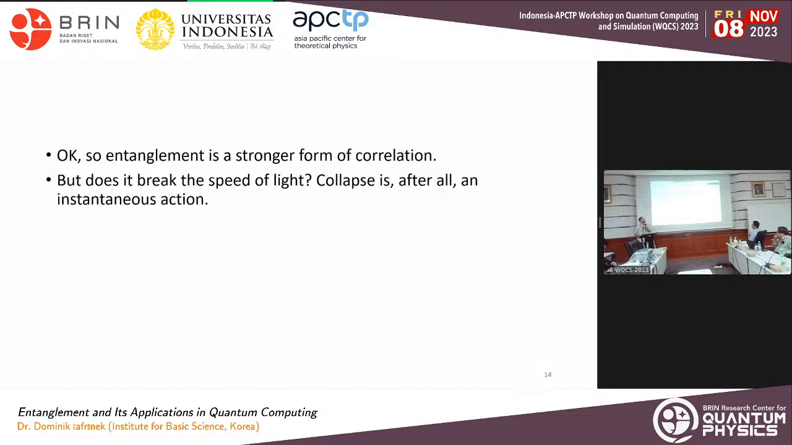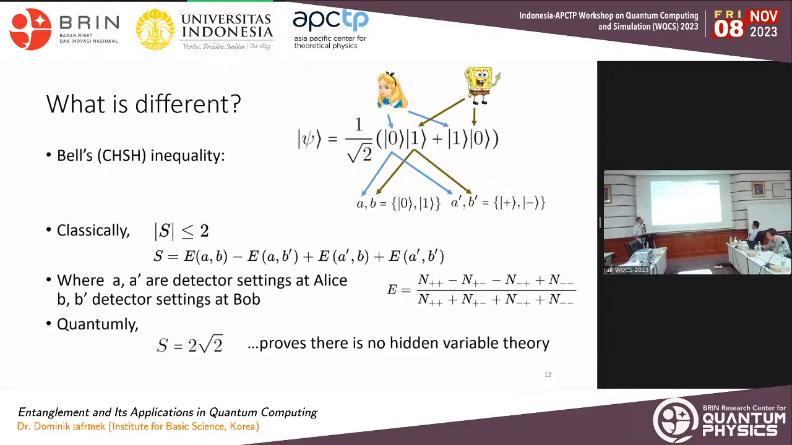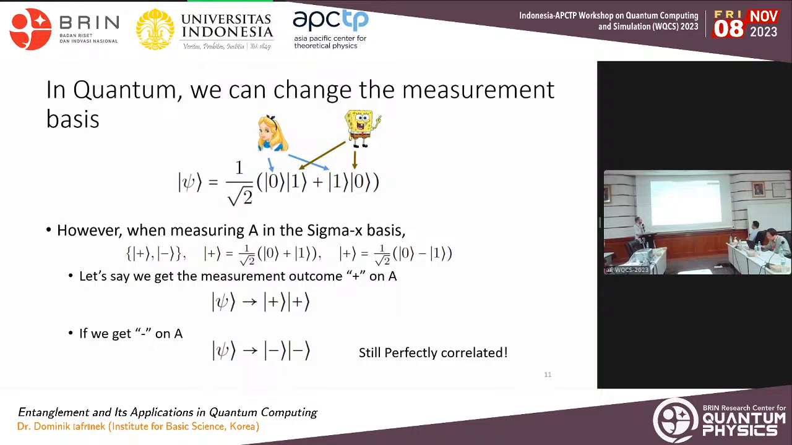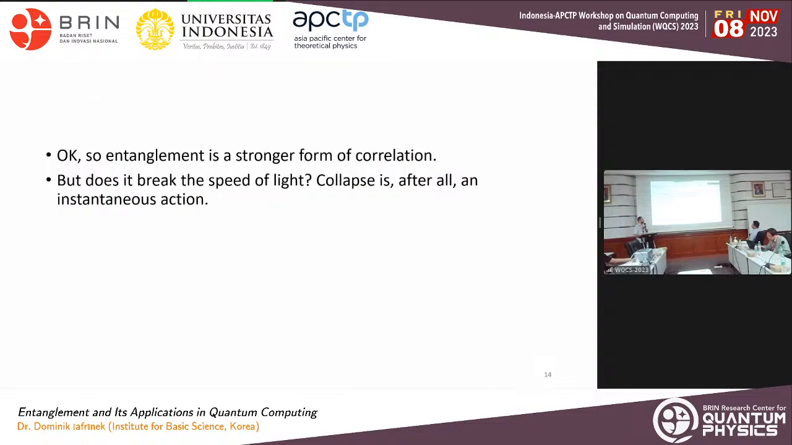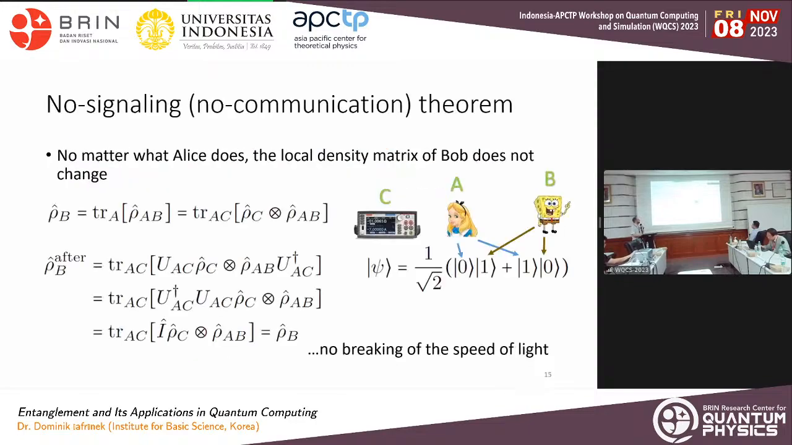So, entanglement is a strong form of correlation. What about the second question? Does it break the speed of light limit? After all, when you measure something, the state collapses. How does this get a measurement of plus and plus? And the answer is no. Why is it no?